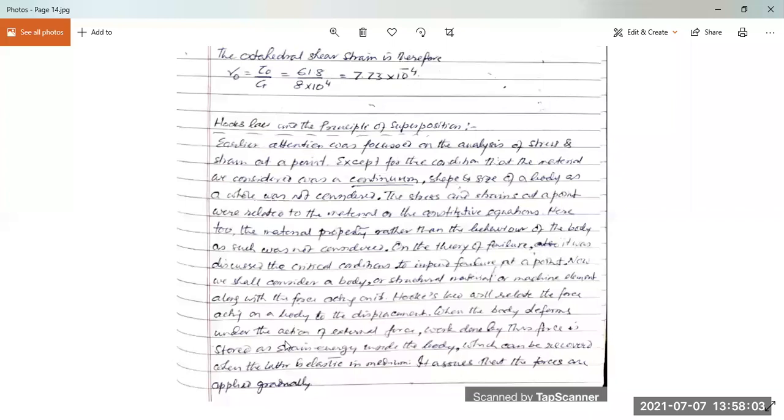On the theory of failure, it was discussed that there is a critical condition for failure at a particular point. What is the theory of failure? What is the critical condition for failure at a particular point? What is the optimum related condition to follow at a particular point with which we can make the design of the point itself? Now, we consider a body, a structural material or a machine element along with the force acting on it.